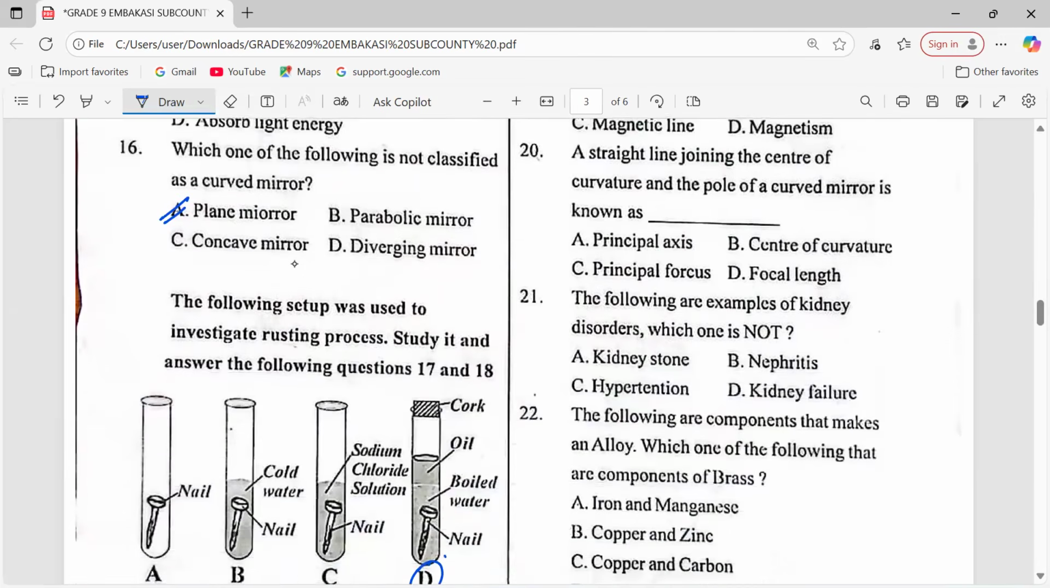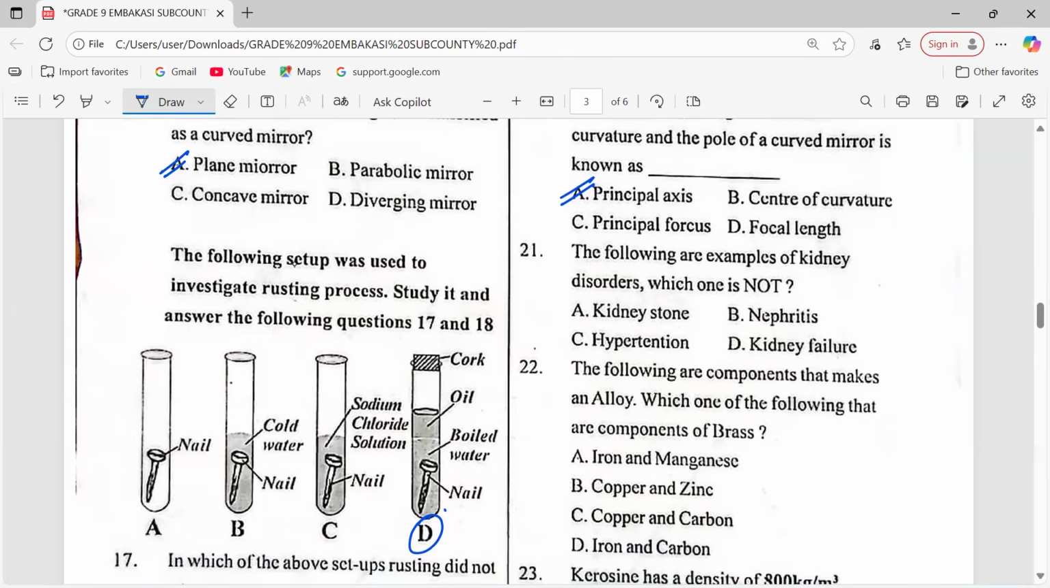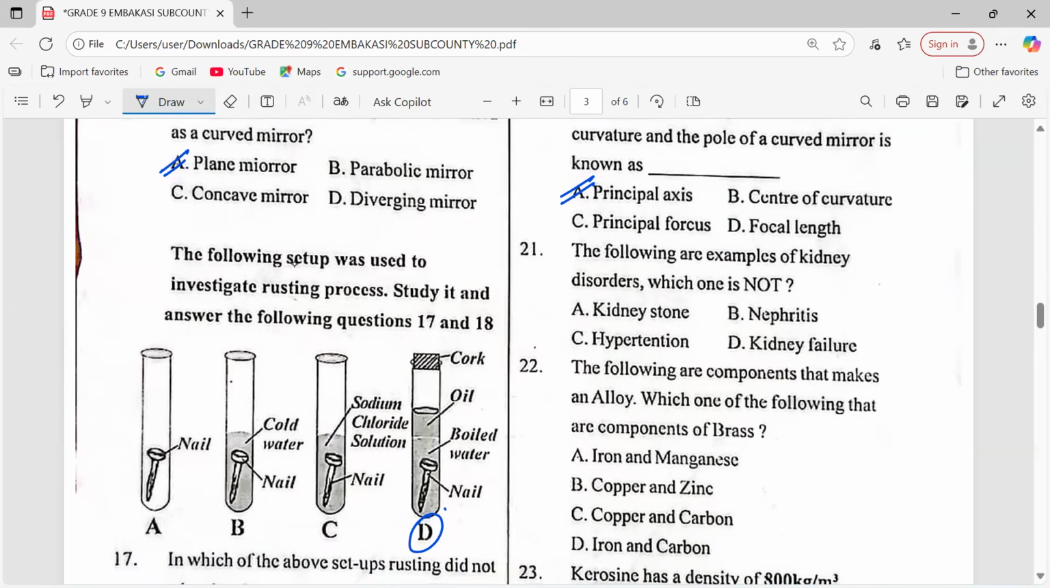Number 20, a straight line joining the center of curvature and the pole of the curved mirror is known as the principal axis. So the straight line that joins the center of curvature of a mirror and the pole P of the mirror is called principal axis. Center of curvature is the center of the sphere of which the mirror is part.